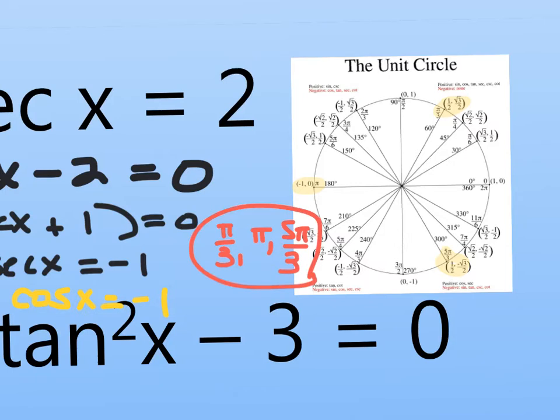If it did not restrict the interval, then to each of those I'd be adding 2k pi or 2n pi. Same thing. Questions on that one?